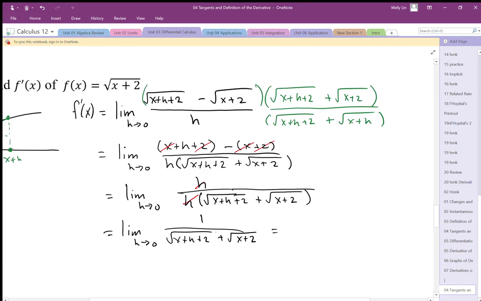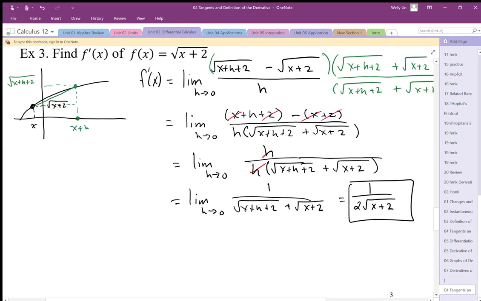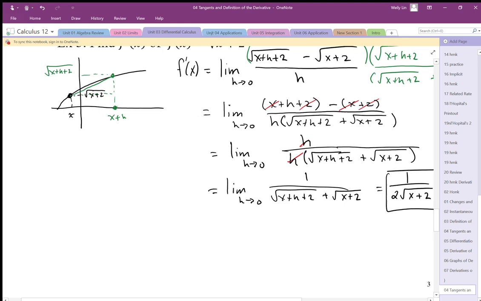As we let h go to 0, we're going to end up with square root of x plus 2 plus square root of x plus 2, so we have 2 of those. So there it is. The derivative, or the slope function that calculates slope on square root of x plus 2, is going to be 1 over 2 square root of x plus 2. So we'll just write it out here. F prime of x is equal to 1 over 2 square root of x plus 2.